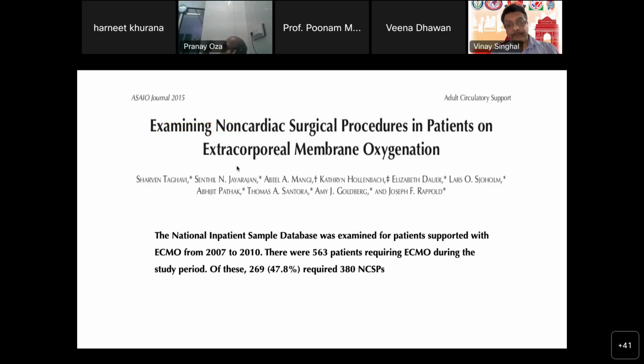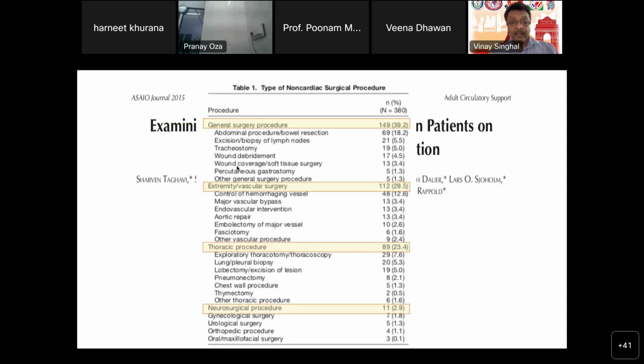So again, the National Inpatient Sample Database was examined for patients supported with ECMO from 2007 to 2010. Next, please. So they had seen that general surgical procedures were maximum in these patients, approximately 40%, followed by extremity or vascular surgeries. Thoracic procedures approximately 23%, and neurosurgical procedures around 2.9%, then other procedures. Next, please.